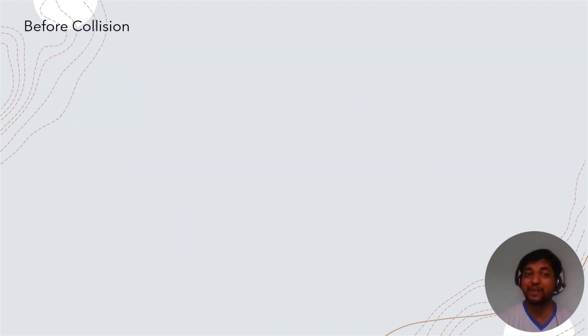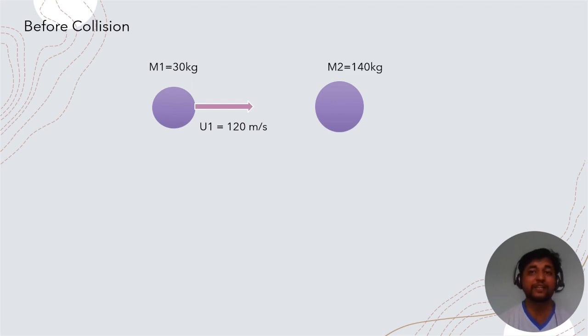Consider a ball of mass 30 kg moving with a velocity of 120 meter per second and another ball of mass 140 kg moving at a velocity of 80 meter per second in the same direction. The viewer asks a question: if they stick together, what will be their common velocity?